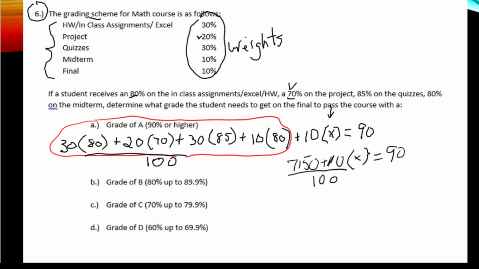So what's the easiest way now to solve this? Give it some thought, right? Now how about getting rid of the 100? So if I multiply both sides by 100, I can then just have 7150, because these cancel, plus 10 times x equals 9,000.